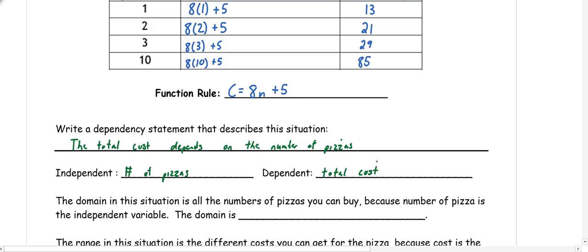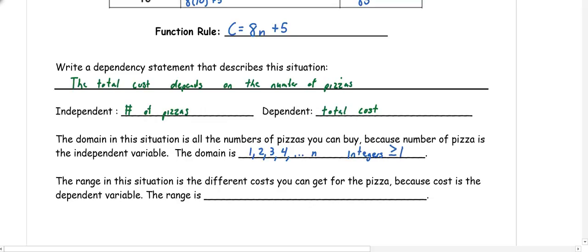The domain in this situation is all the numbers of pizzas you can buy, because the number of pizzas is the independent variable. So we need to think about what kind of numbers work for pizza. If I'm going to order pizza, I can only order whole pizzas. So when I call to order, I would have one pizza, two pizzas, three pizzas, four pizzas, all the way up to n pizzas. Another way to say this, notice that we're going up by one positive integer each time. So we could say integers greater than or equal to 1, because we can order one pizza or any integer that's greater. Remember, integers only include the counting numbers that are positive. They do not include the fractions for greater than 1.